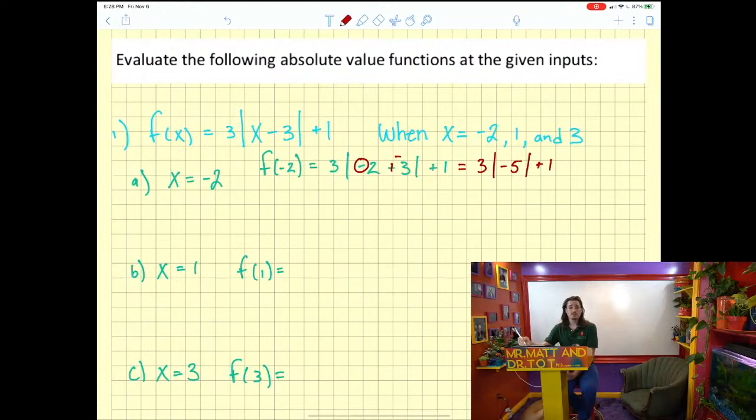The absolute value of -5 is just +5, so this will turn into 3 times 5 plus 1. 3 times 5 is 15. 15 plus 1 is 16. So the answer to 1A is 16.